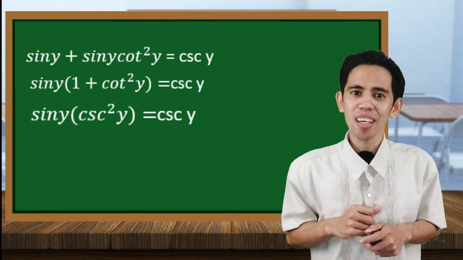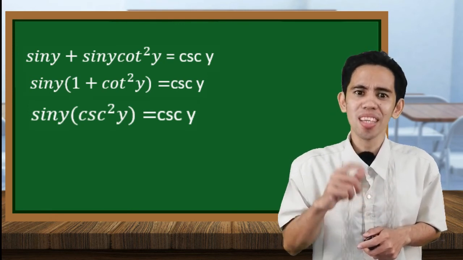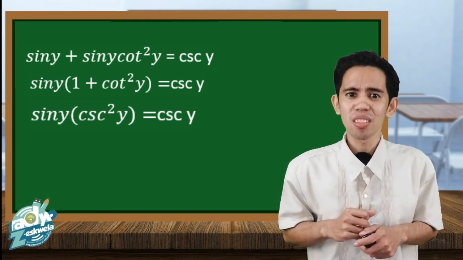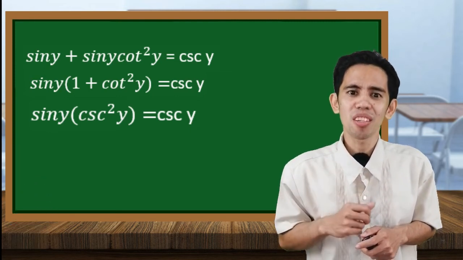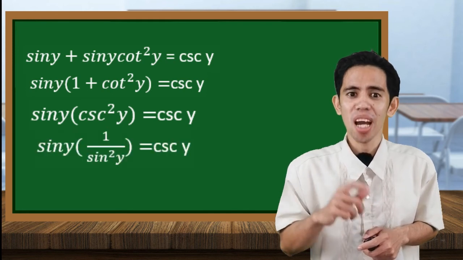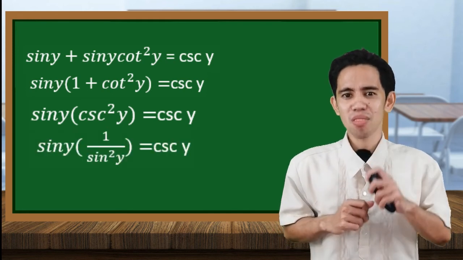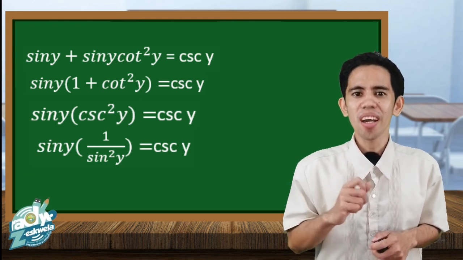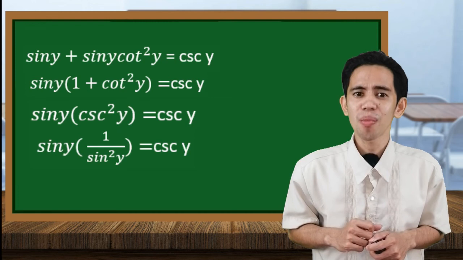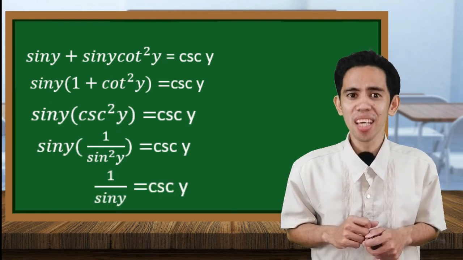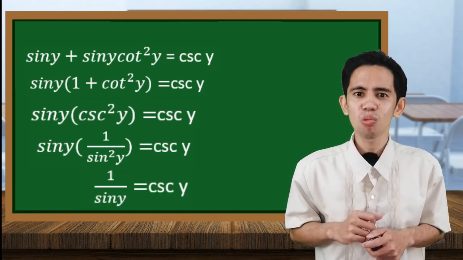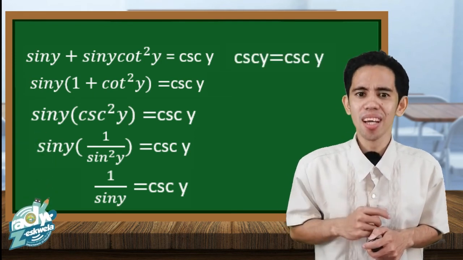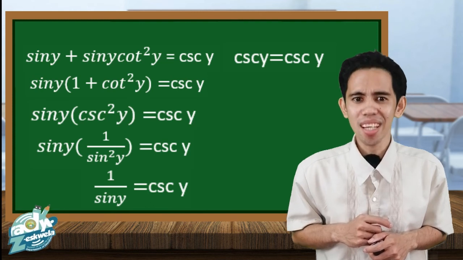So sin y times cosecant squared y, we know that the reciprocal identity of cosecant y is 1 over sin y. Then we have sin y times 1 over sin squared y. Simplify, and we come up with 1 over sin y. Then convert this into its reciprocal term. So we have cosecant y is equal to cosecant y.